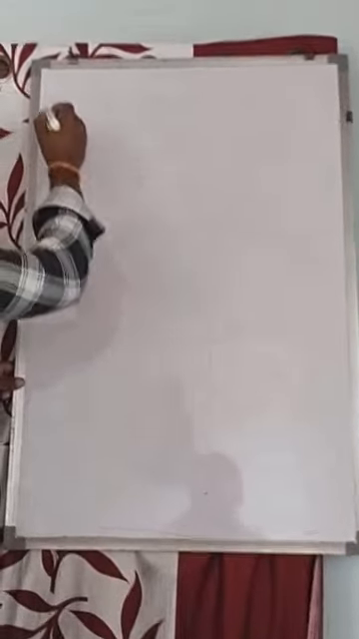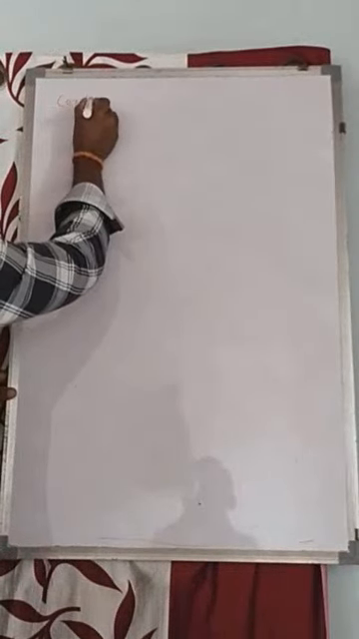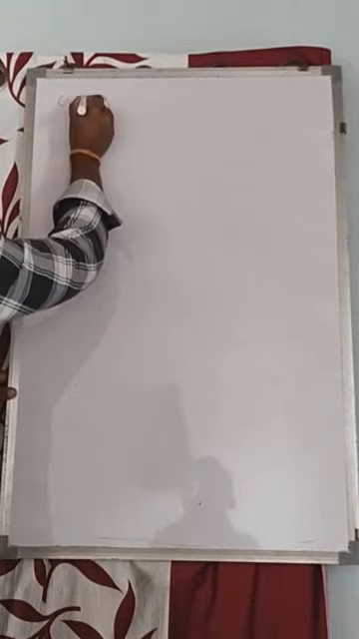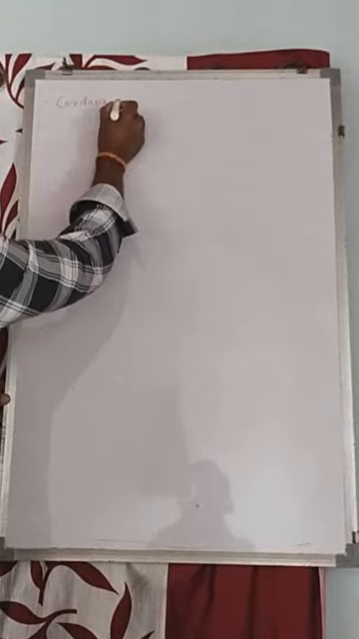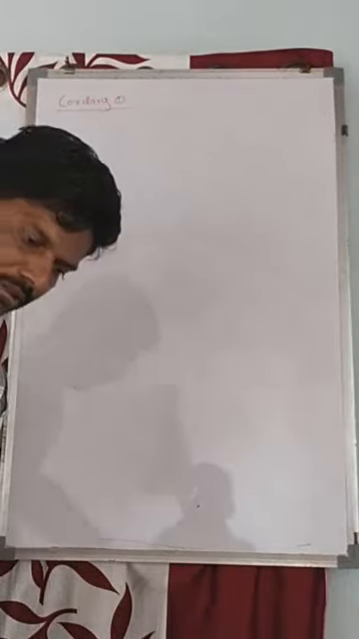Today we shall discuss Cauchy's integral theorem and its two corollaries. Corollary 1. Corollary means upaprameya.